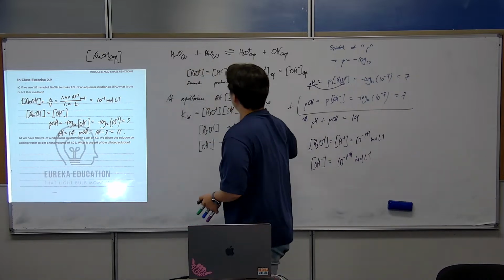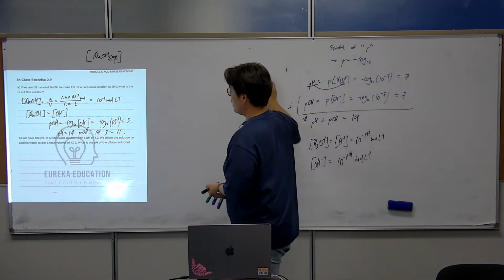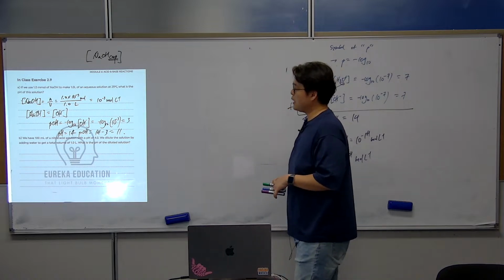Question B. We have 100 mL of nitric acid solution with a pH of 4. We diluted the solution by adding water to get a total volume of 1 liter. What is the pH of the diluted solution?